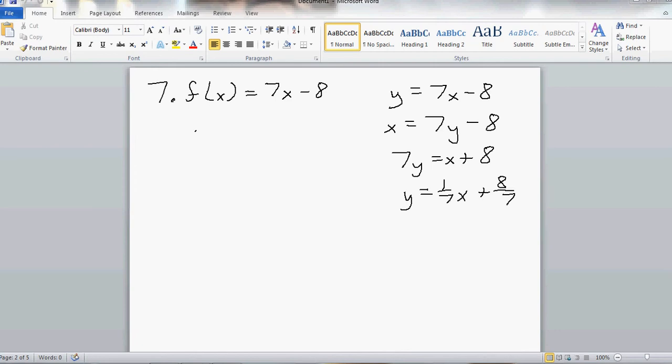I look at what I think is my inverse, which we say the inverse function is equal to 1/7 x plus 8/7. And I look, does this look like the opposite or the inverse of this? I can certainly argue yes, it appears like it would work. If we really wanted to, we could take this composed with that, and we should end up with x.